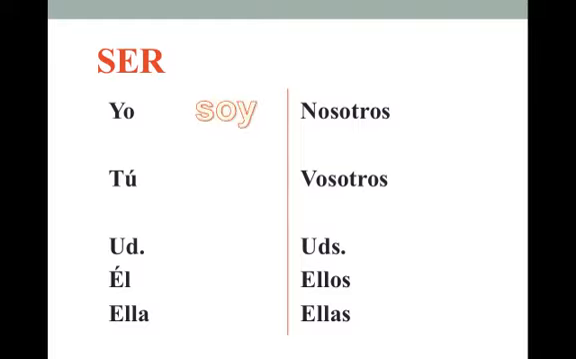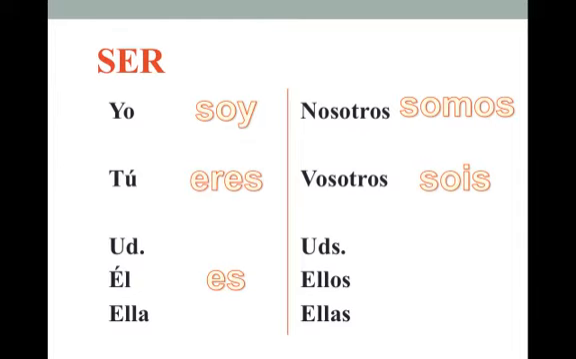Yo soy. Tú eres. Él, usted, ella, es. Nosotros somos. Vosotros sois. Ustedes, ellos, ellas son. These are the 6 different forms of the verb ser in the present tense. The faster you memorize these and become familiar with them, the easier this course will be.